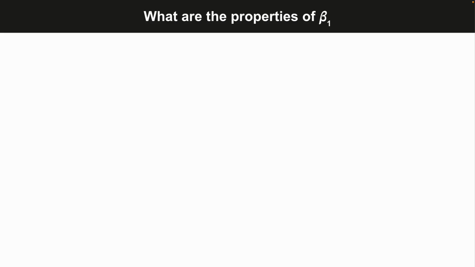Okay, so back to understanding the properties of beta 1. What kind of properties would you want to understand about beta 1, or beta 1 hat in particular, because that's the estimate? What statistical properties that you have studied in this class would be useful to know about beta 1?